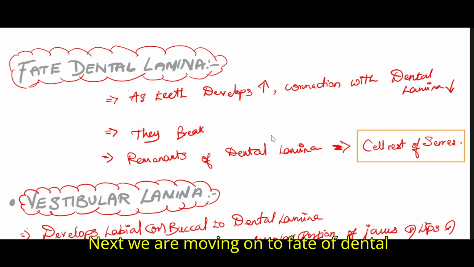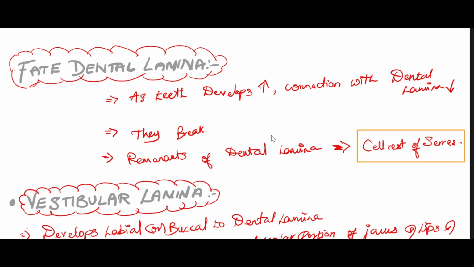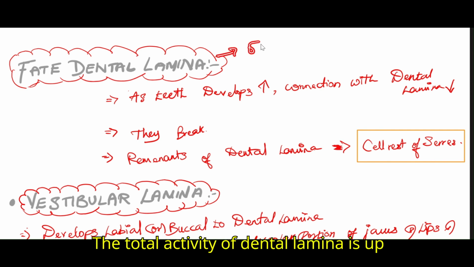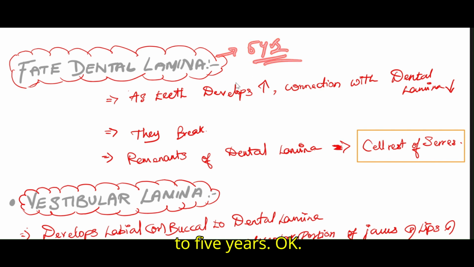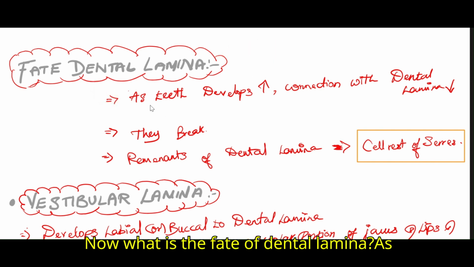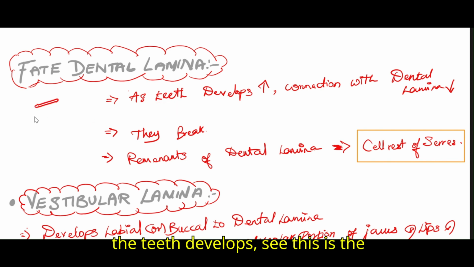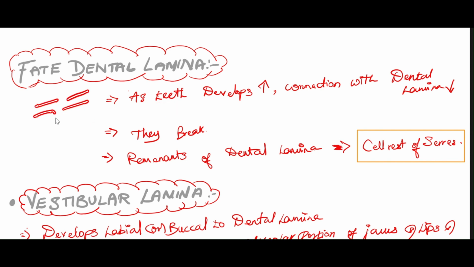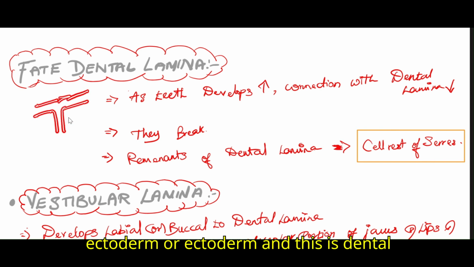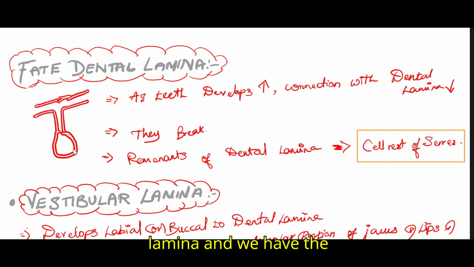Next, we are moving on to the fate of dental lamina. The total activity of dental lamina is up to 5 years. Now, what is the fate of dental lamina? As the tooth develops, see, this is the oral ectoderm, and this is the dental lamina, and we have the tooth bud here.